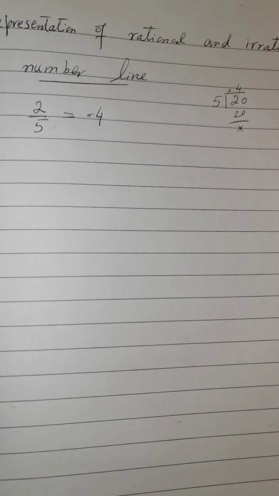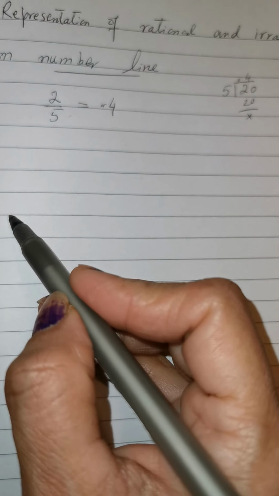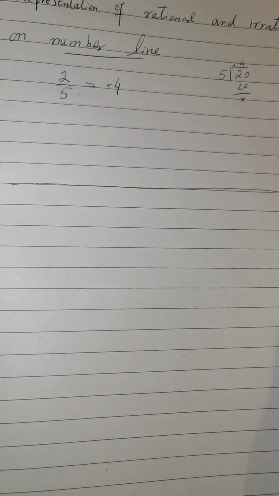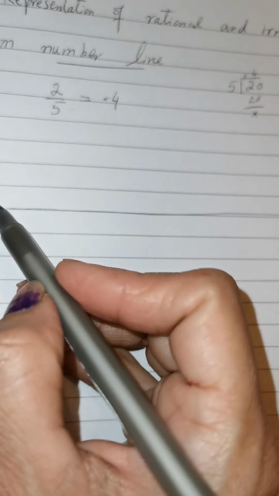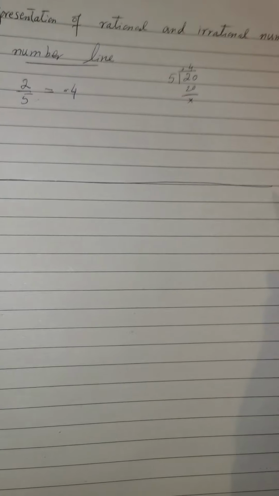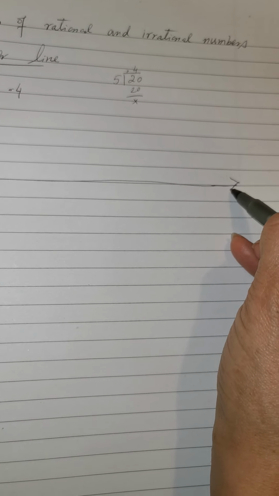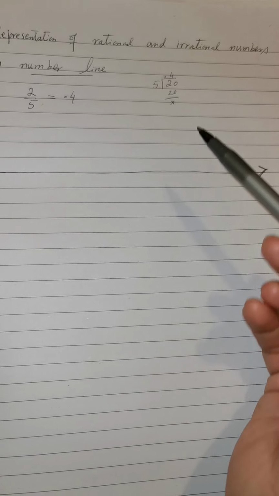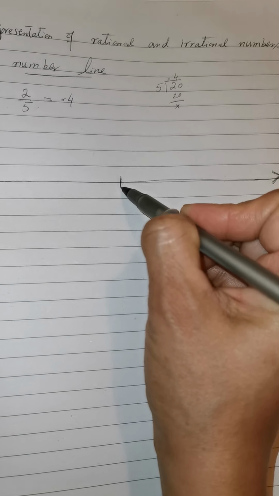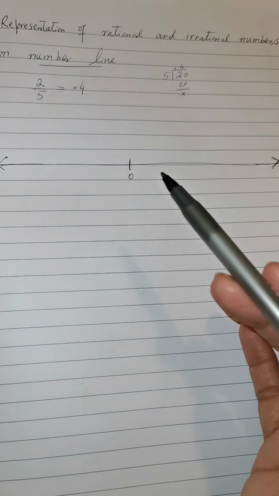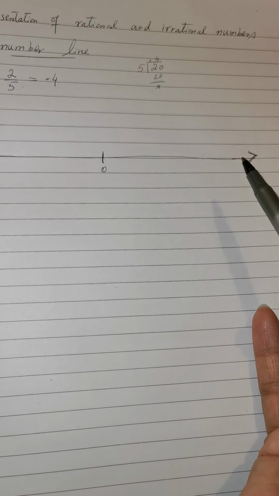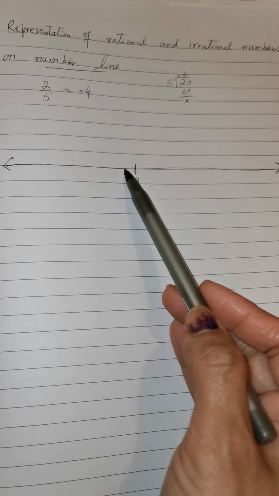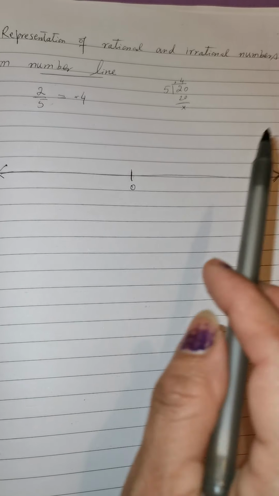Now, how can we represent on the number line? Always remember the number line representation is you have to draw a straight line. And in this straight line, at the ends, on left hand side and on right hand side, you will draw arrowheads. Arrowheads will show that these numbers continue, and in the middle you will write here 0. So on the right hand side of this number line, all the numbers will be positive numbers. And on the left hand side, all the numbers will be negative numbers.